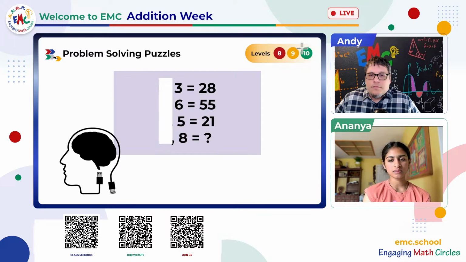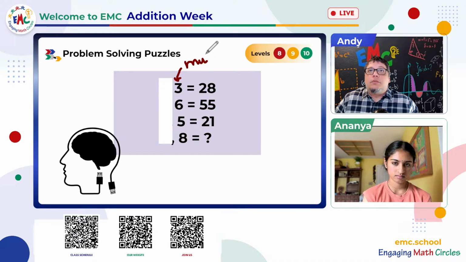Oh, they all multiply to one short of the actual number. So 3 times 9 is 27. 6 times 9 is 54. 5 times 4 is 20. So they're all a multiple of the second number plus 1.